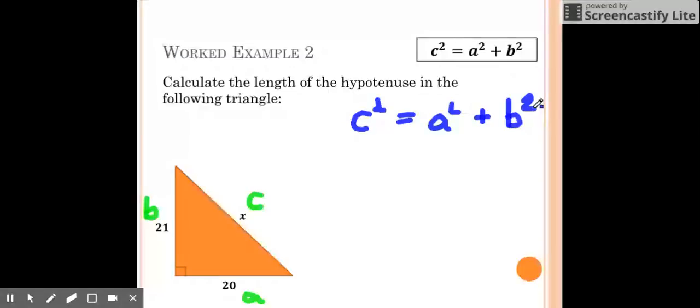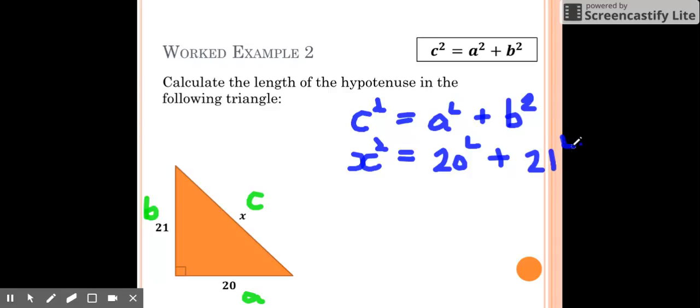Then we substitute in the information from the diagram into the equation. So instead of C, I'm going to put X. X squared equals, instead of A, I'm going to put 20. 20 squared plus, instead of B, I'll put 21 squared.